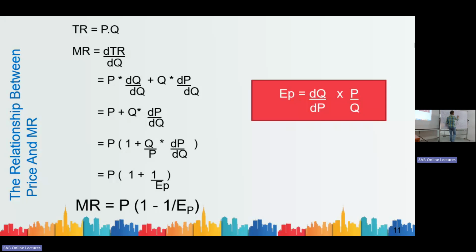When price falls, we expect a fall in total revenue. Total revenue has decreased here. At the original price, total revenue is higher. At the new price, total revenue is smaller. So total revenue has decreased as a result of this fall in price.